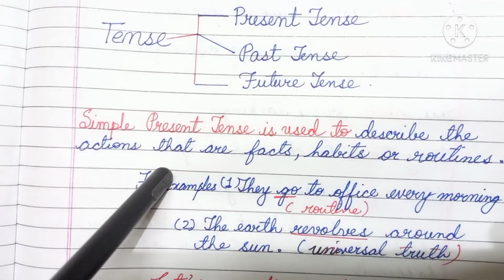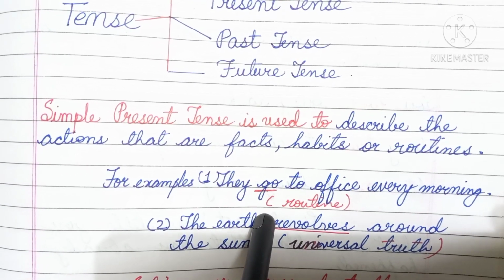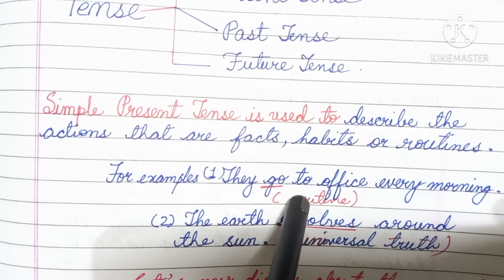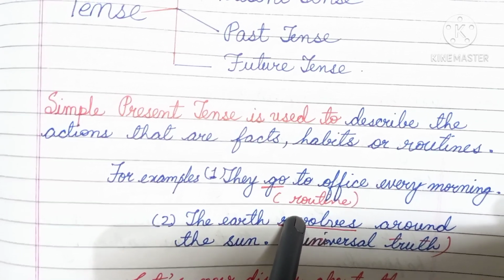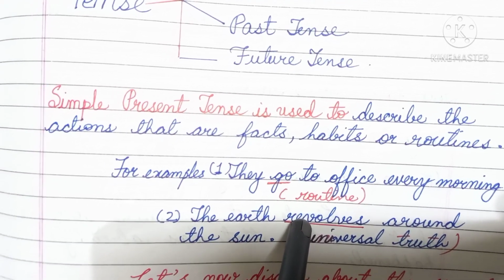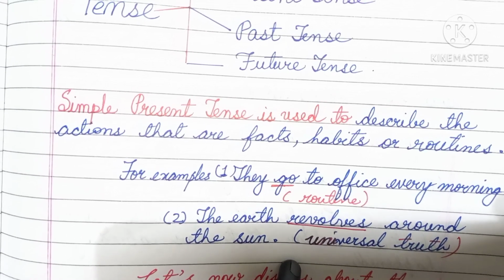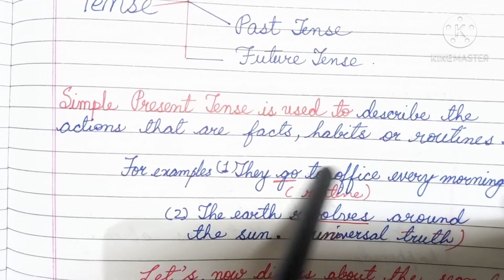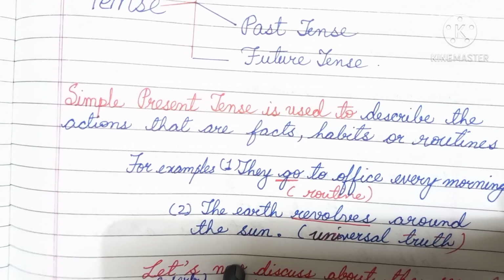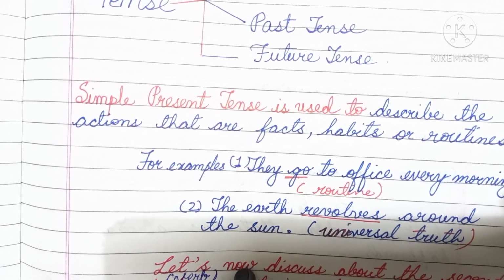So, for example, when we see "They go to office every morning," when I read this sentence, you can find the people, they go to office every day. So it's a daily habit, it's a daily routine. Second example, the earth revolves around the sun. It's a universal truth. So it is telling about the revolving of the earth around the sun, which is a universal truth. Now, a new topic will be taken today.